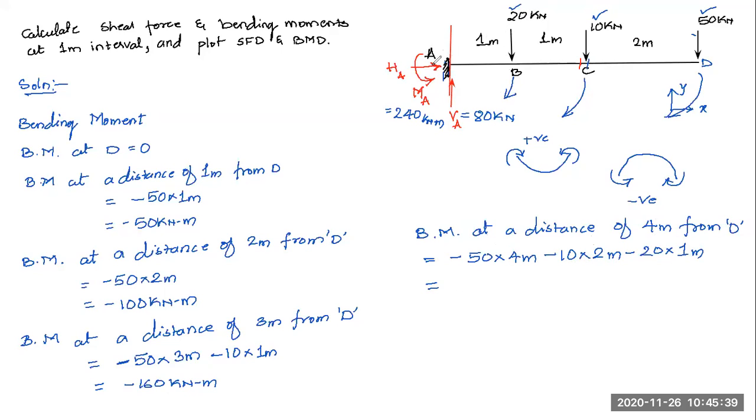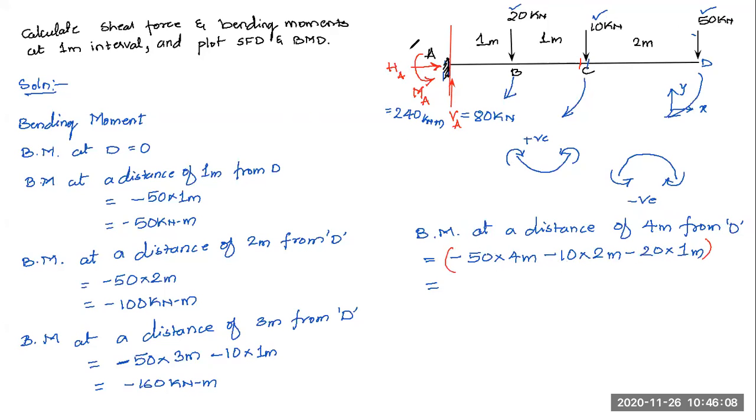One more moment which is acting over here at point A. What is the value of this moment? 240 kilonewton meter anti-clockwise. So what should be the sign that will be assigned to that? Now I have it on the left of my section. All these moments that I calculated are to the right of the section, but only MA is to the left side of my section.